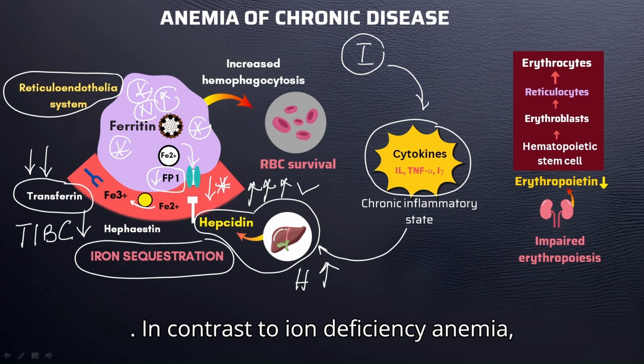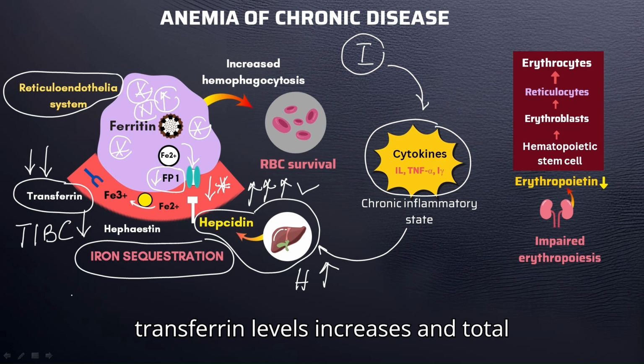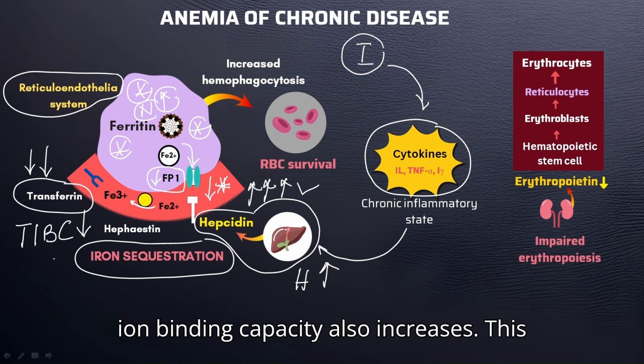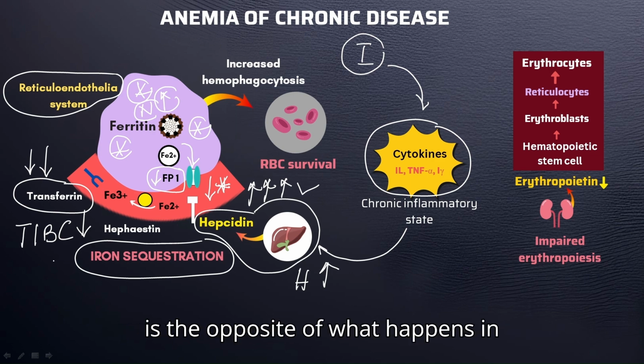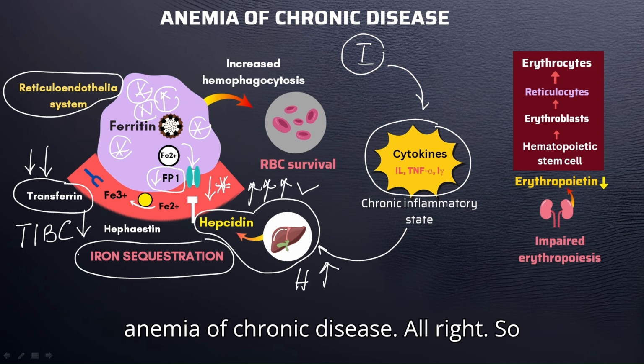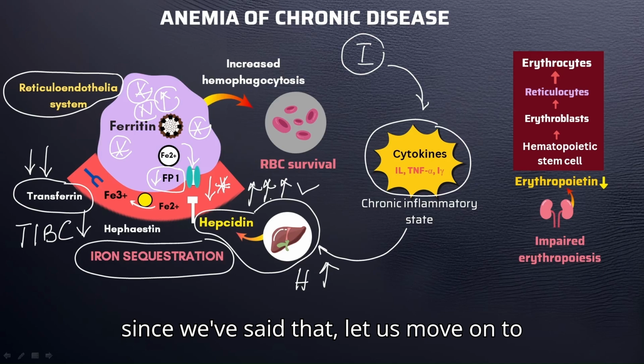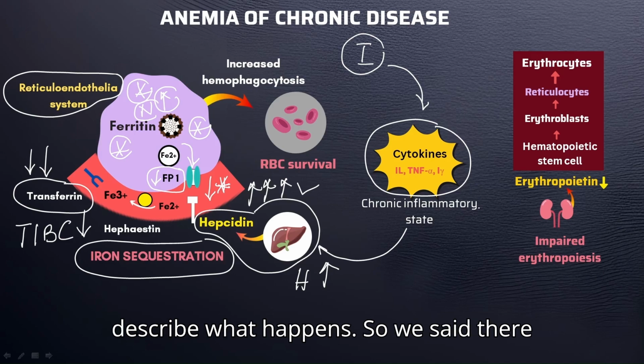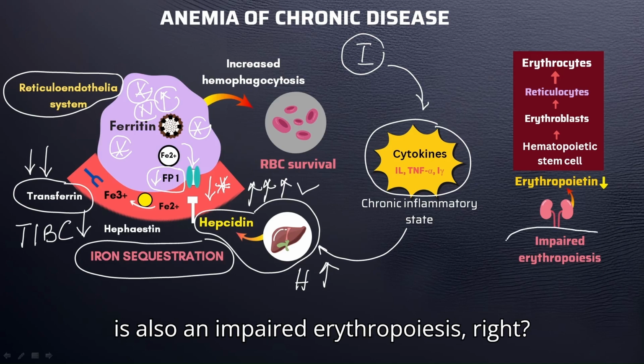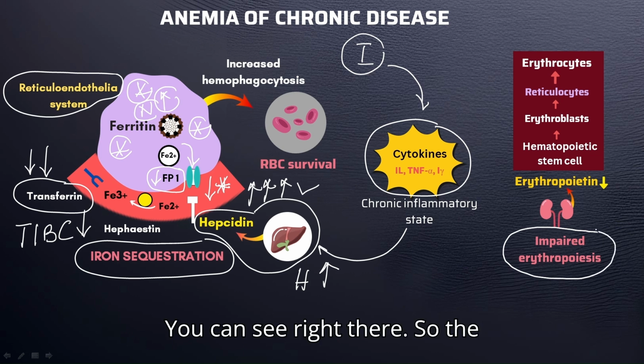Now recall, in contrast to iron deficiency anemia, transferrin levels increase and total iron binding capacity also increases. This is the opposite of what happens in anemia of chronic disease. All right. So since we've said that, let us move on to describe what happens. So we said there is also an impaired erythropoiesis, right? As you can see right there.